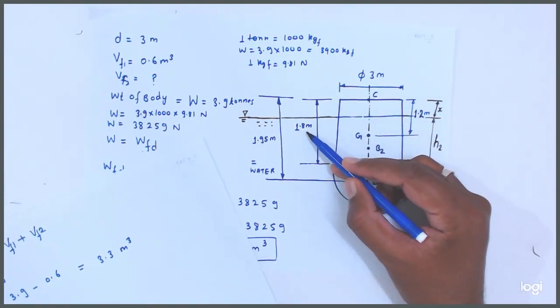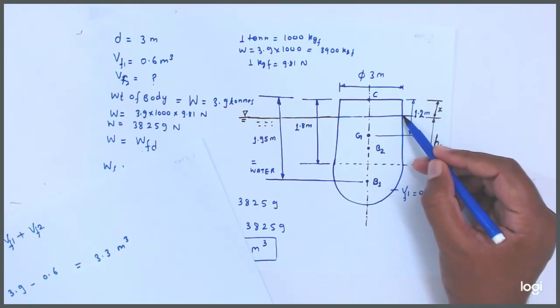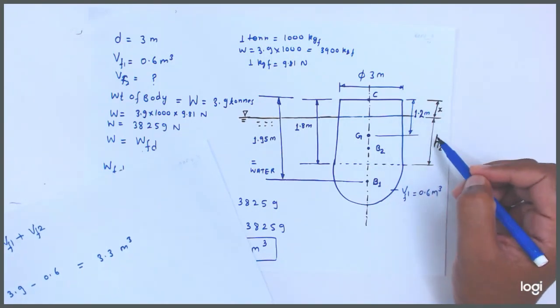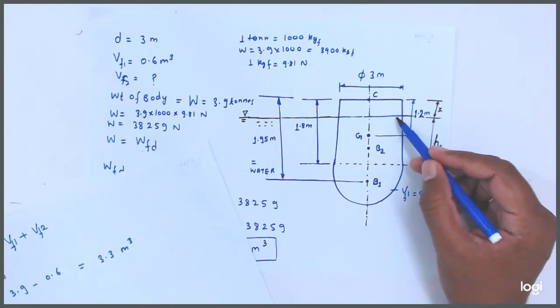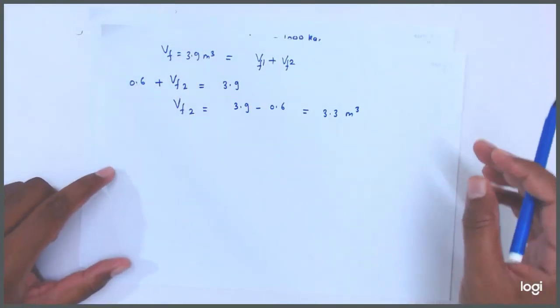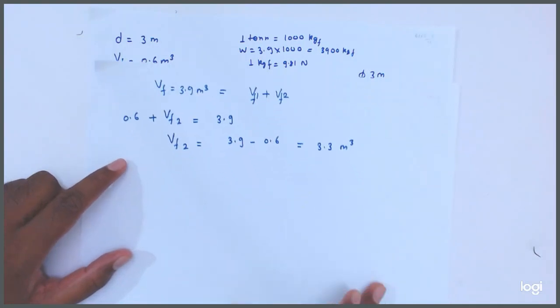Total part is equal to 1.8 meter, but we don't know how much part is inside the cylindrical part. Okay, so let this be H2, the height of the cylindrical part which is inside the water. Okay friends, so from here you see that the dia is given, so we will find the area.